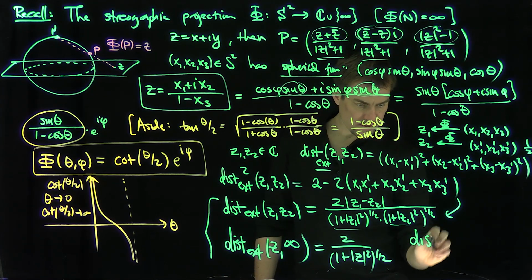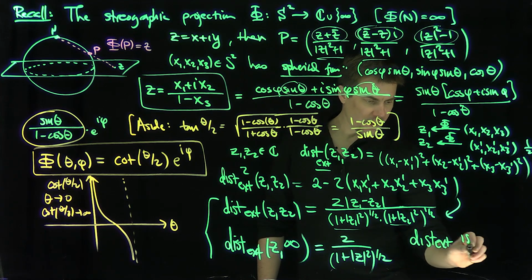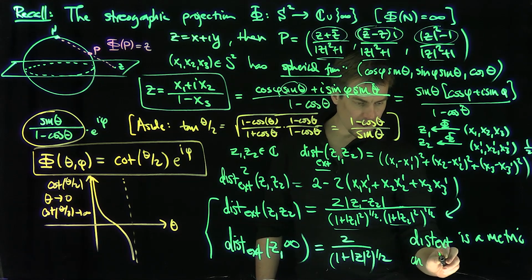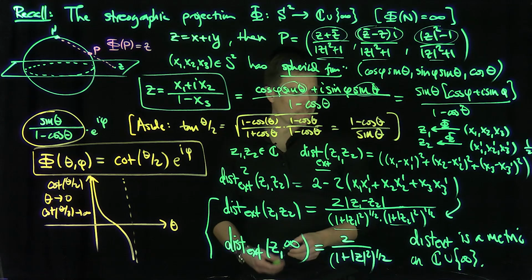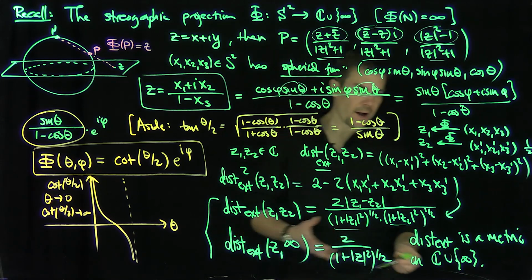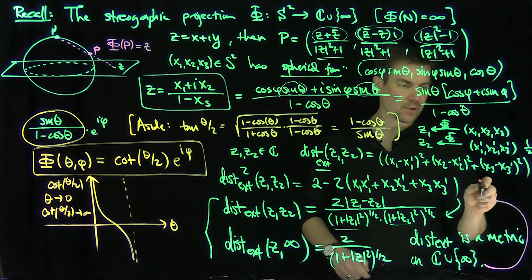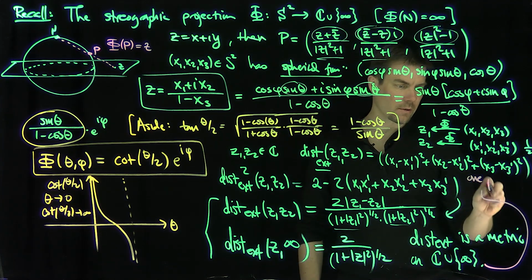Distance extended is a metric on the extended complex plane, C united with infinity. And eventually we'll start to talk about some of the topology of this space over here, but this space is also referred to as what's known as the one-point compactification of the non-compact space C.